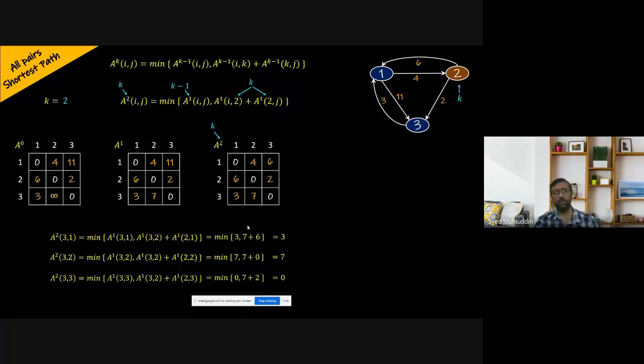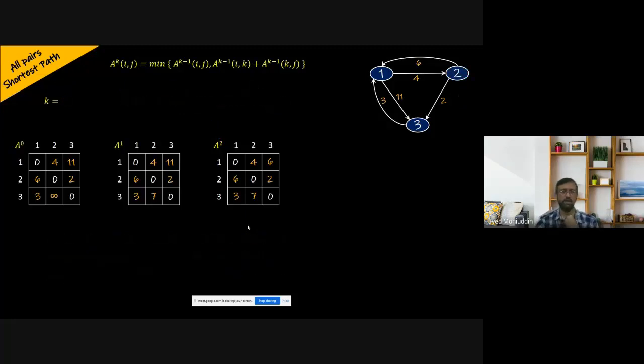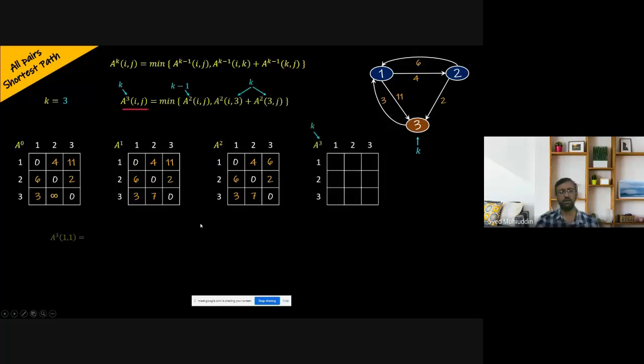Now, once we are done with the A2 matrix, we have to consider k equal to 3. So k equal to 3 means taking 3 as the intermediate vertex. So A3 has to be computed for every vertex i and every vertex j. Now you can see here, from i to j, if there is already a minimum path from the previous computation, taking 2 as the intermediate vertex, or taking 3 as the intermediate vertex, now the value of 3.